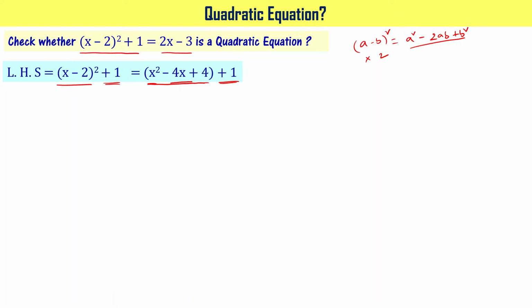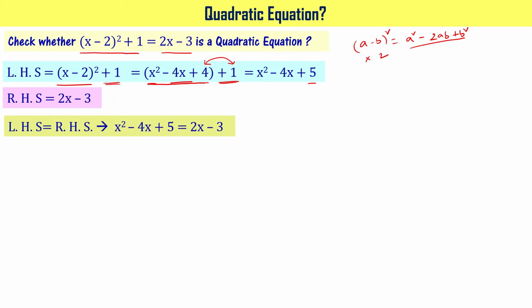Let us simplify this further so that I can write it as x square minus 4x plus 5. This plus 5 is obtained by adding this 4 and 1, right? Now we have simplified LHS. Let us write RHS. RHS is 2x minus 3. It is already in the simplified form. Now, as per the given equation, LHS equal to RHS can be written as x square minus 4x plus 5 equal to 2x minus 3, right?